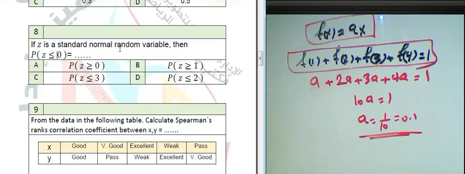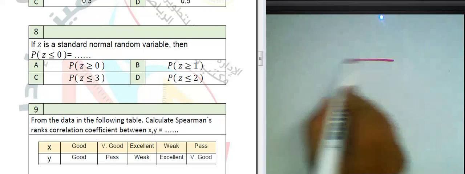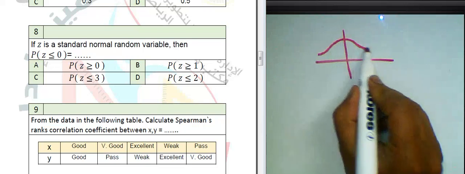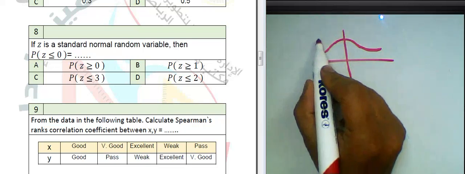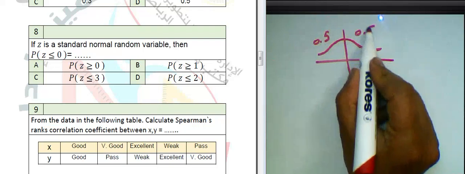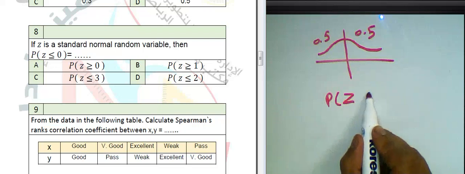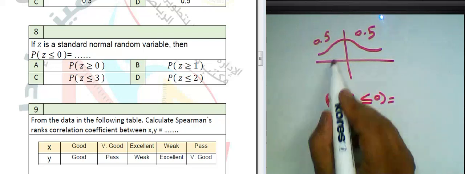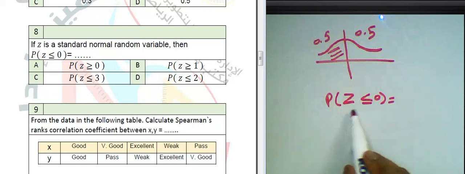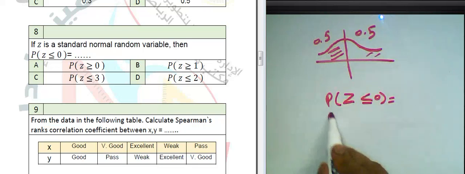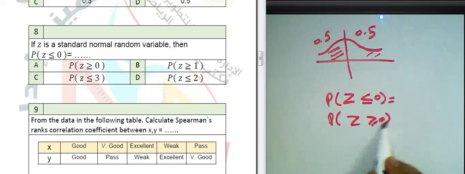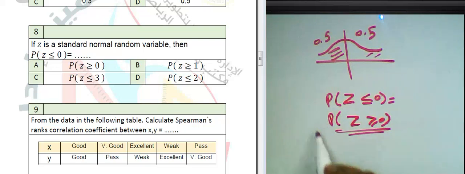Question 8. If z is a standard normal random variable, then probability z less than or equal to 0 equals what? Look at this Gauss curve: this area equals half and this area equals half. He tells us this information about this example. Probability of z less than or equal to 0 equals what? This part, its area, is z less than or equal to 0. It equals probability of z greater than or equal to 0. Okay, so we must choose letter A.